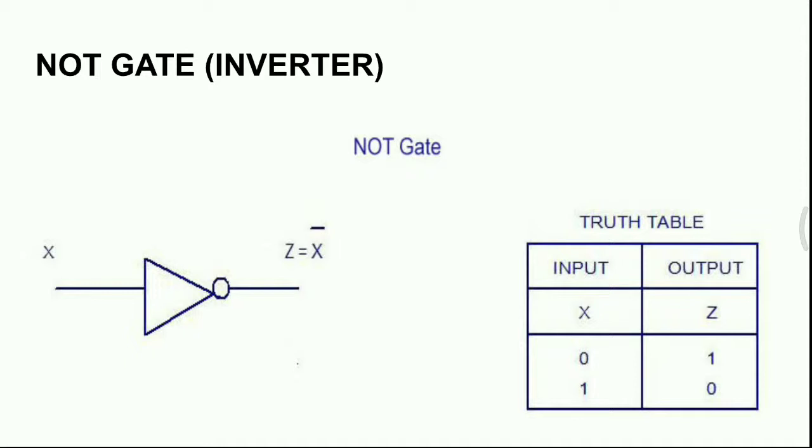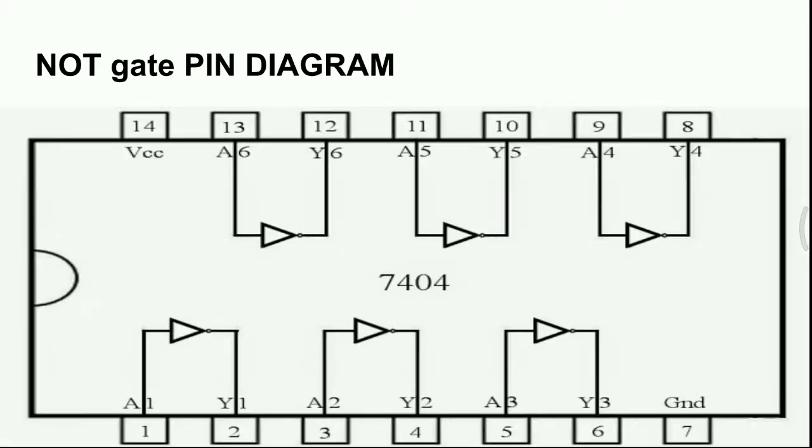This is the symbol of the NOT gate. The left side and right side is the truth table. X is the input, Z is the output. X bar is the complement of input X. So if X is equal to 0, Z is equal to 1. If X is equal to 1, Z is equal to 0.